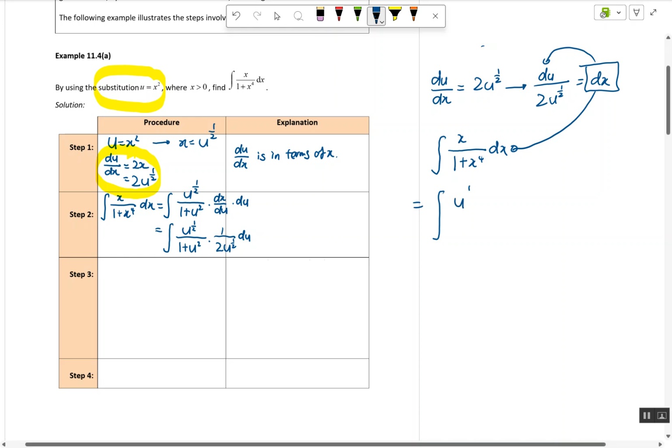So this will still be u to the power half over 1 plus u squared. Change the dx to du over 2u to the power half. You will realize it's exactly the same as what is over here. Okay, so in this case, 2 methods.